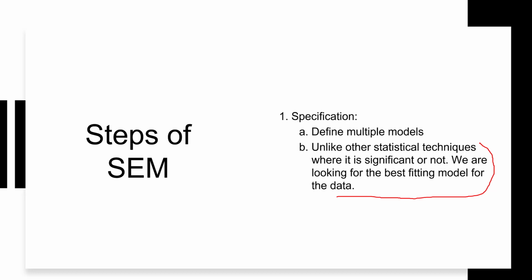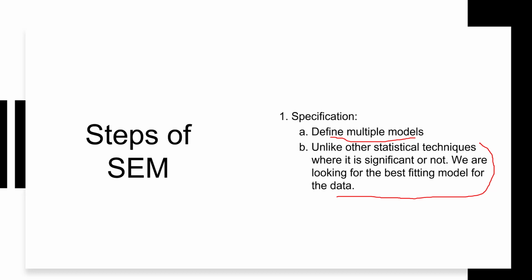So if we're trying to predict childhood outcomes, we're going to have different variables in our models and different ways of predicting that child outcome. And we're going to try to figure out what the best fitting model is for our data. So there's more subjectivity to this. And so we're going to define our models as our first step.